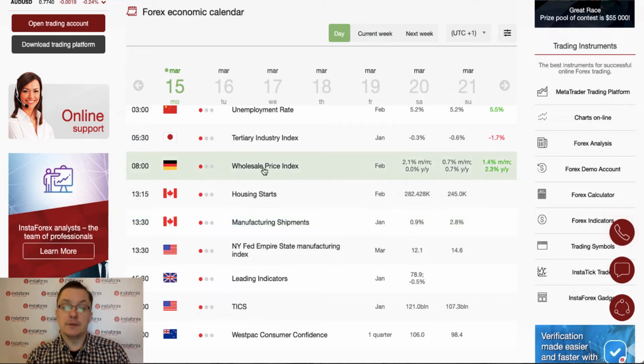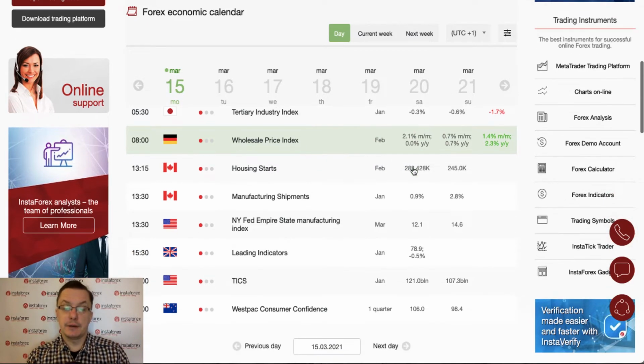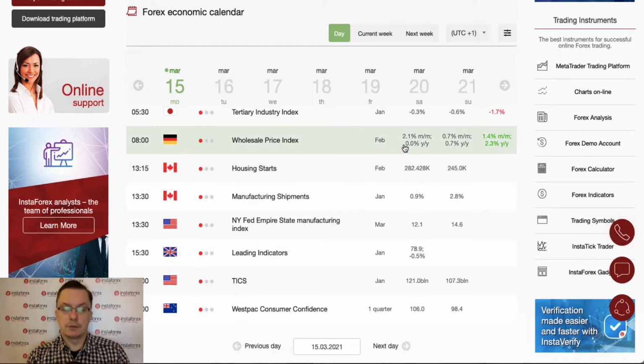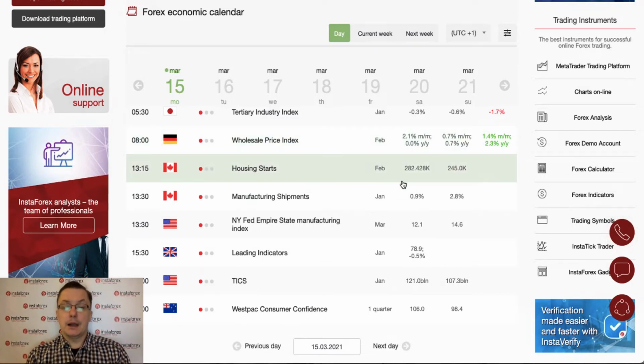During the London session, we got wholesale price index data scheduled for release at 8 o'clock. They were actually released already. As you can see, they were better than expected, 1.4% versus 0.7%, but still worse than the January reading of 2.1%.